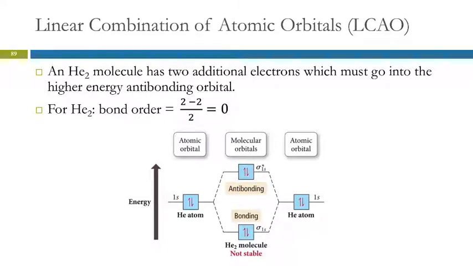To calculate the bond order, take the number of electrons in bonding orbitals, 2, minus the number in anti-bonding orbitals, 2, and divide by 2, and we come up with 0. So bond order equals 0. What does that tell us about this bond? It doesn't exist. It's not going to happen. And it doesn't. Helium does not form a diatomic molecule. Any questions?